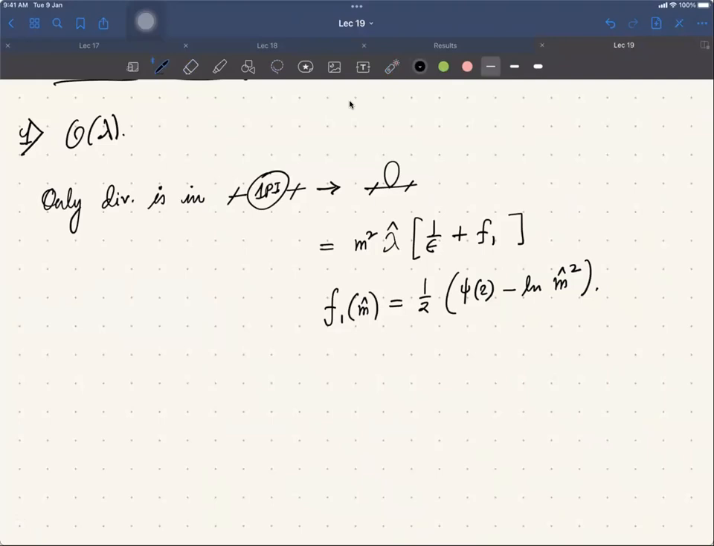Now to absorb this divergence, we need an additional Feynman diagram.